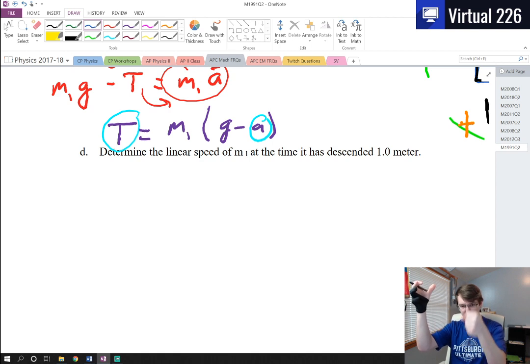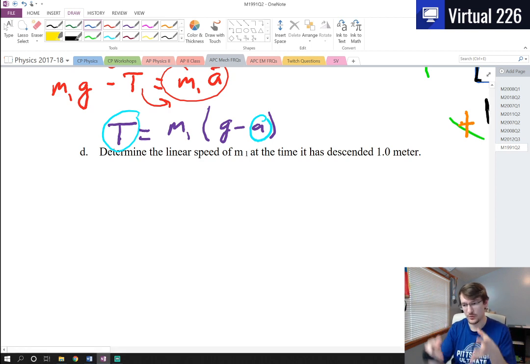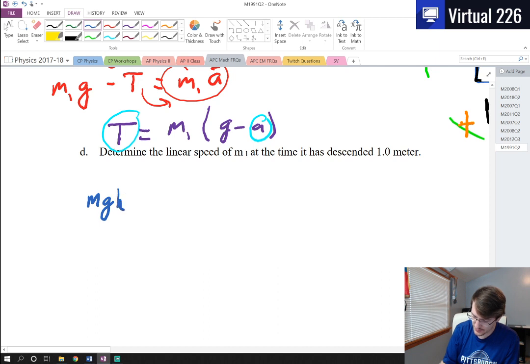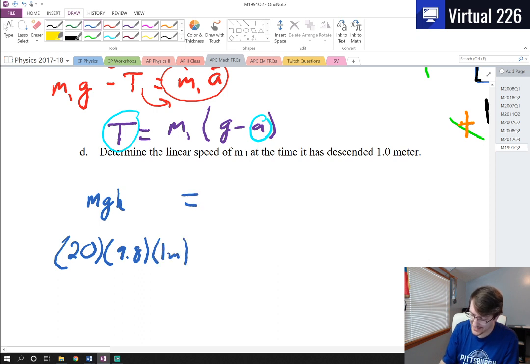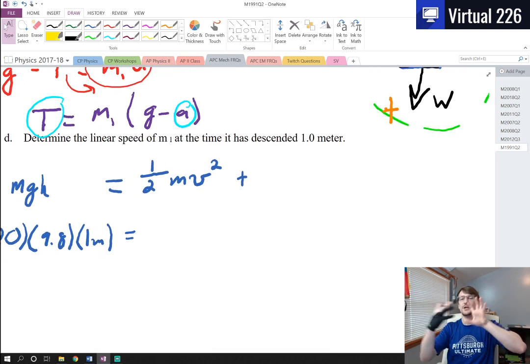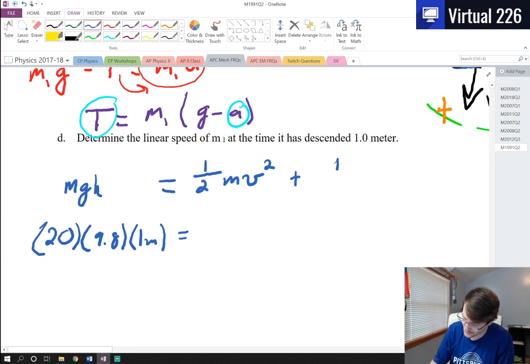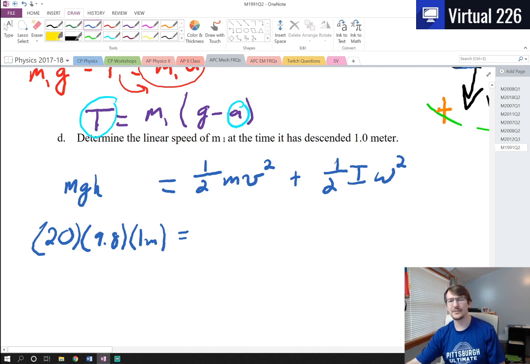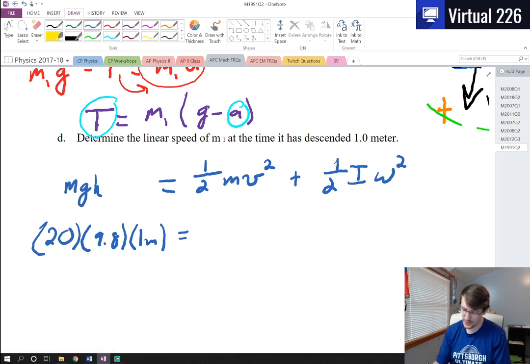And that means when this mass falls 1 meter, we can say its gravitational potential energy that it had, mgh, or 20 times 9.8 times 1 meter, has to be equal to the kinetic energies that it now has in the system. The kinetic energies are 1/2 mv squared for the mass itself falling, but it also has a rotational kinetic energy because those two cylinders are tied together and they are rotating as well. So that's going to be 1/2 I omega squared. So at this point, that is the equation that we can use there. It's a nice, easy, quick thing to do.